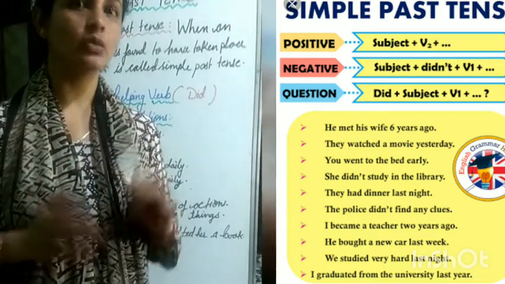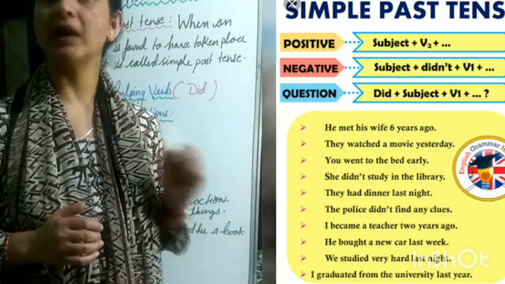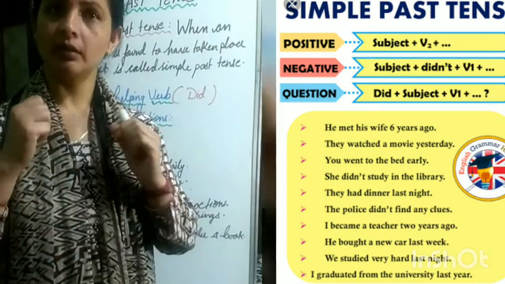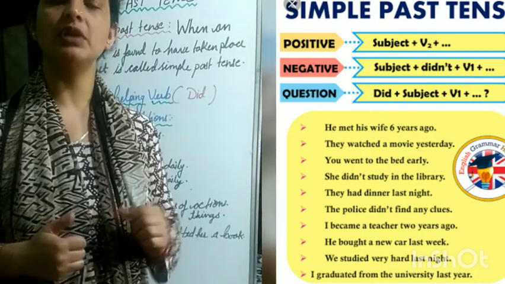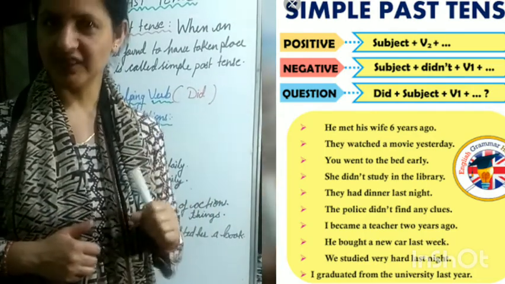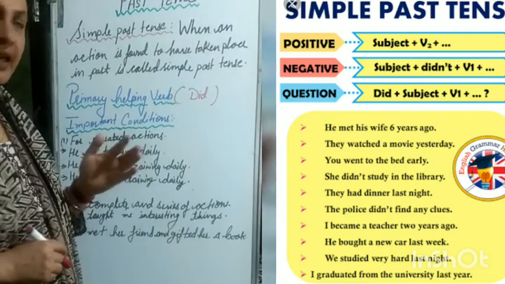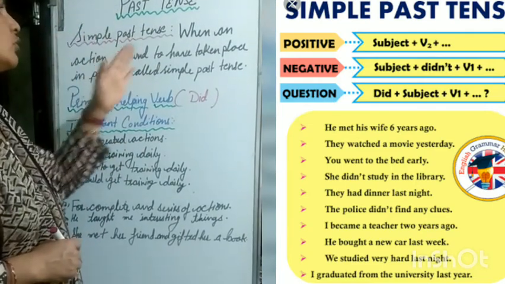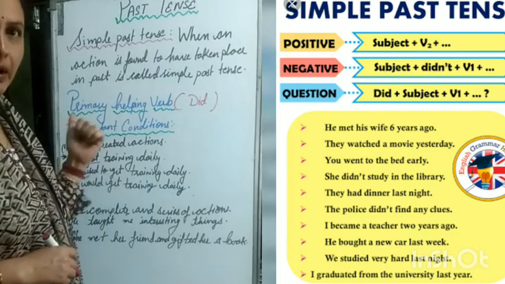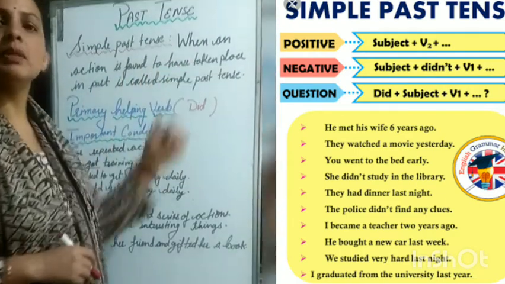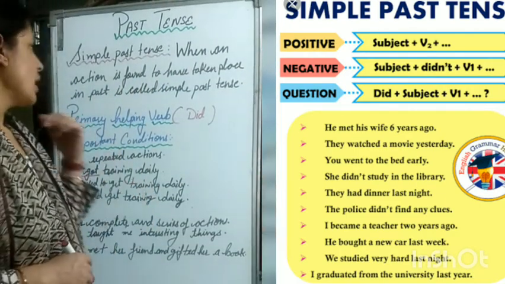In today's video, we are going to discuss past tense. And today, our topic for this video is simple past tense. Now, simple past tense is defined as when an action is found to have taken place in past is called simple past tense.